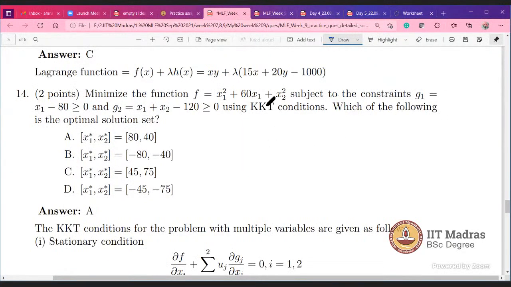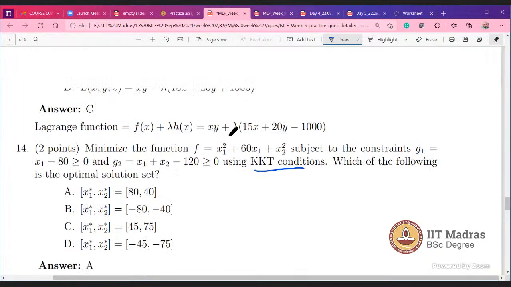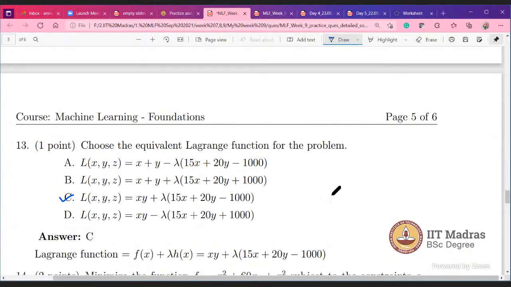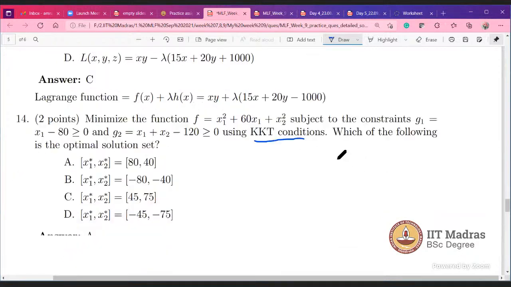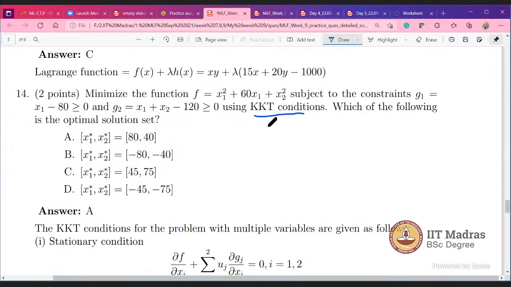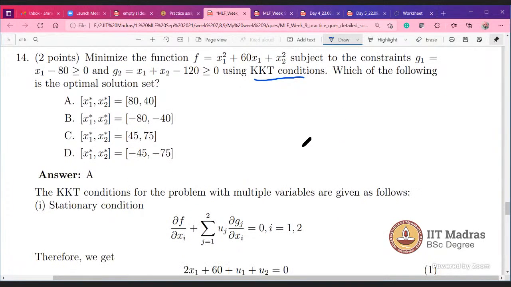And this is using our KKT conditions. Why? Because we have that inequality. One thing is that for Lagrange, we solve only equality constraint problems. Do you remember in lectures? So when we go for inequality, we go for KKT conditions. Okay. You are given one function. Now this function has two variables, x1 and x2, and we have two constraints, g1 and g2. So you have to identify which is the optimal solution. And this also, if you watch the tutorial, is easy for you to solve. Now, let's go through it once.